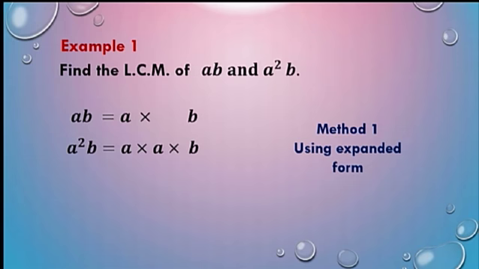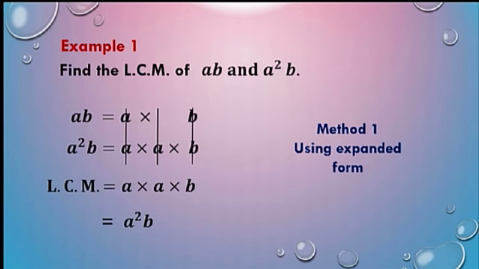Again, you need to remember that we cannot write two different terms in the same column. Like here in the first column we have A, in the second column we have A, and the third one we have B. So the LCM is A times A times B, which is of course A square B.